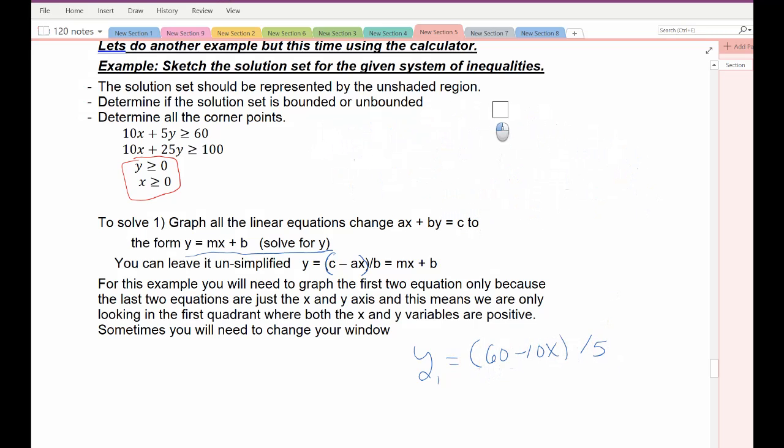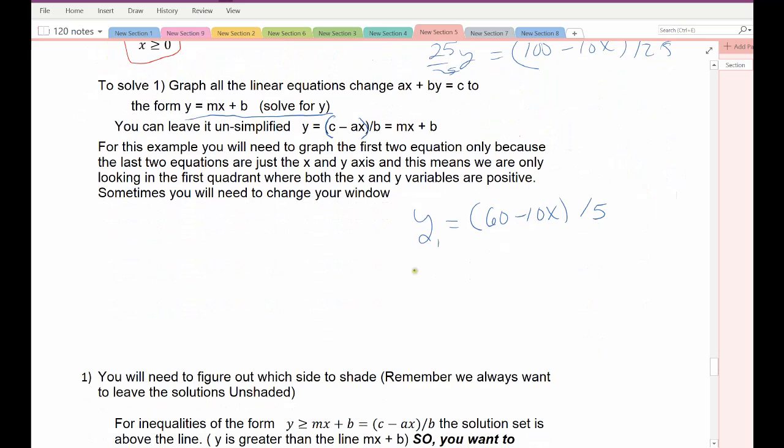And then I'm going to do a similar thing for the second one, which was 10x plus 25y equals 100. The first step's the same. Move the 10x over. And so I get 25y equals 100 minus 10x. And then divide by my 25. So my y2 is going to be 100 minus 10x, divided by 25. And so I'm going to go plug those into my calculator. So that's always the first step: solve for y.